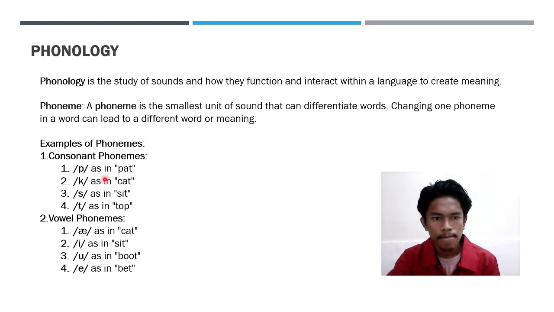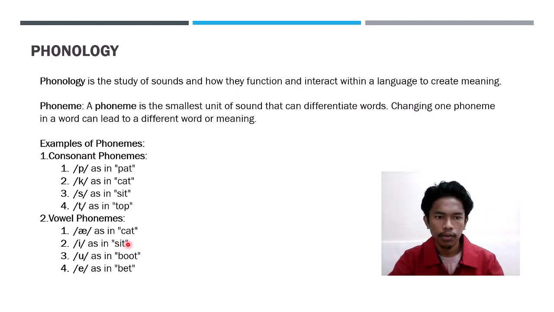Consonant. But so we go to the next. Cat. K, k as in cat, right? So what makes these two different is the p and the k. That makes these two different from each other, right? That's what we call a phoneme. This is the phoneme here. Okay, the smallest unit of sound.